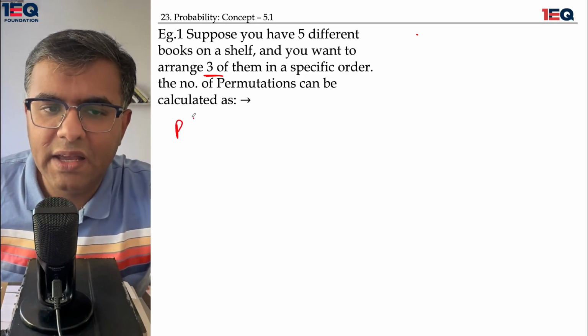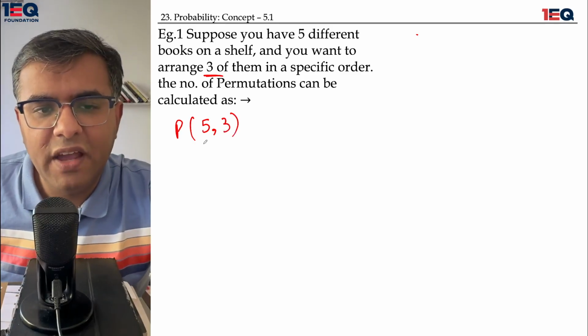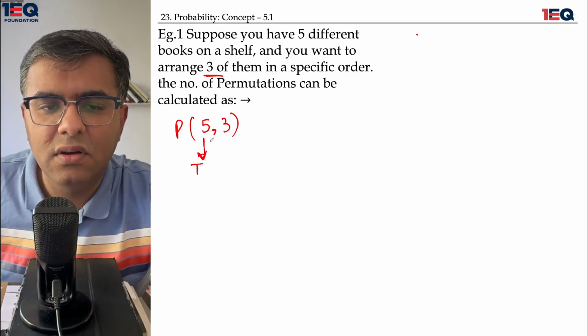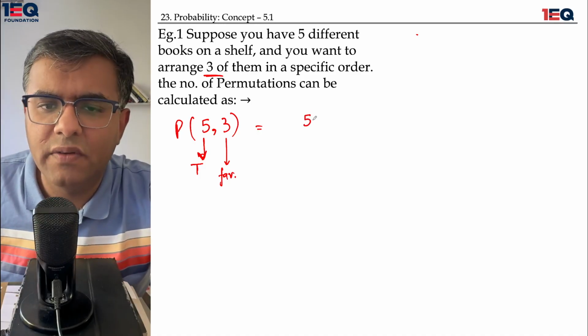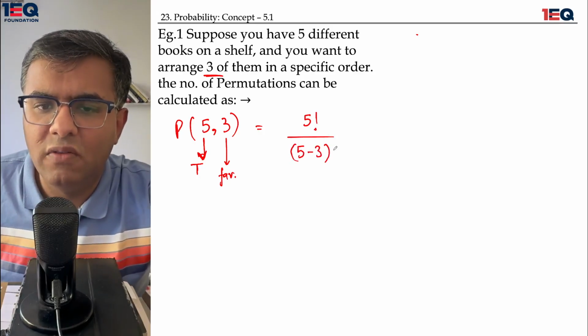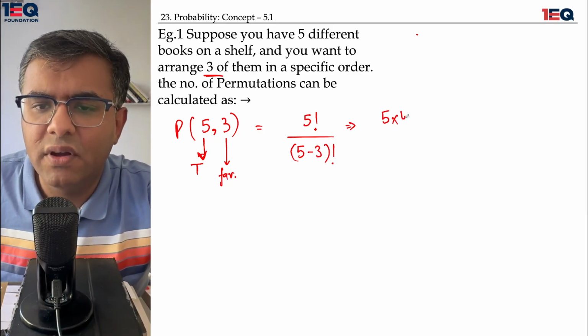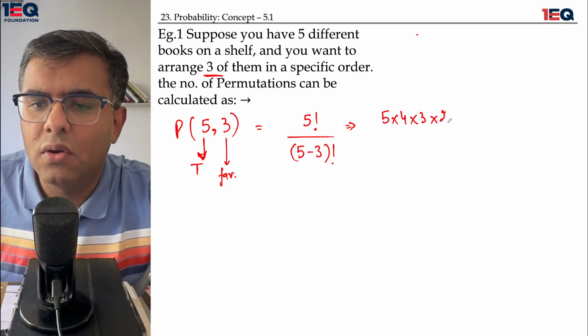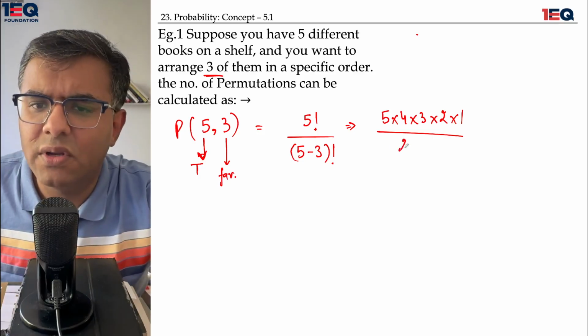So I can easily say this is P(5, 3). 5 is the total number of books, and 3 are the favorable number of books. So I have P(5, 3). I'll quickly solve it by putting 5 factorial over here and (5 minus 3) factorial over here, coming down to a point where 5 factorial is 5 into 4 into 3 into 2 into 1 whole upon (5 minus 3) factorial, which is 2 factorial.